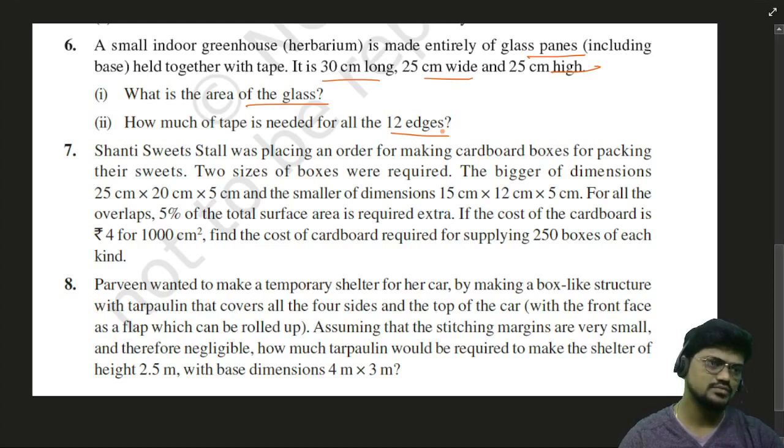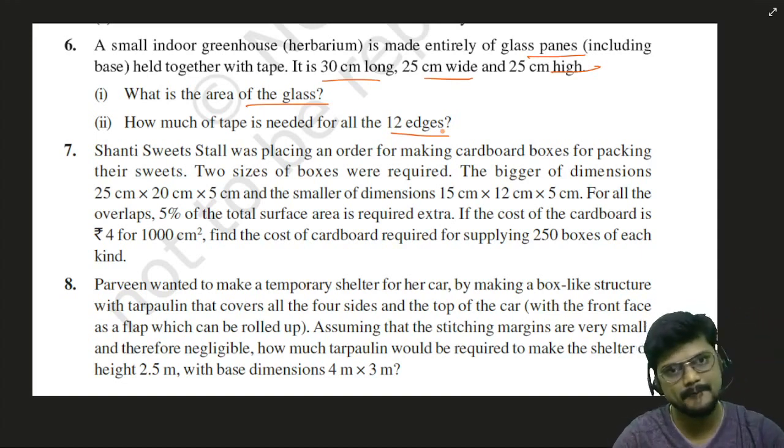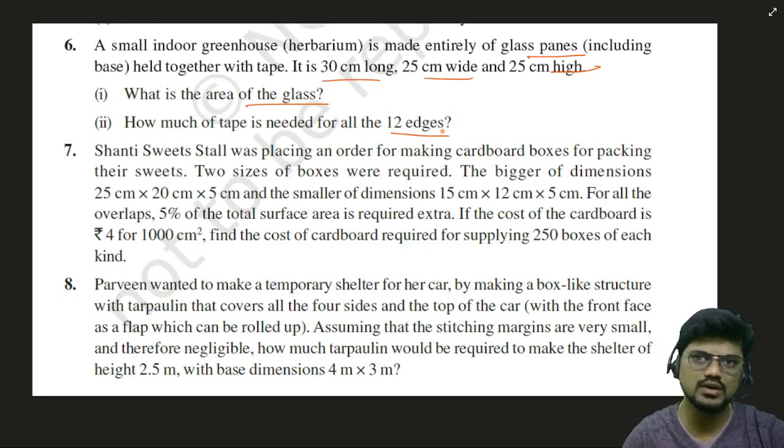So what you will have to do? In that greenhouse, we have to consider the top also, meaning it will be closed. A small indoor greenhouse is made entirely of glass panes, including the base. You have to take the top also. So it will be total surface area only. And held together with tape.